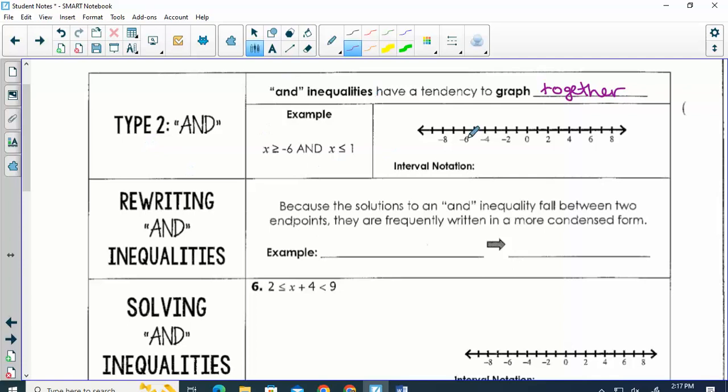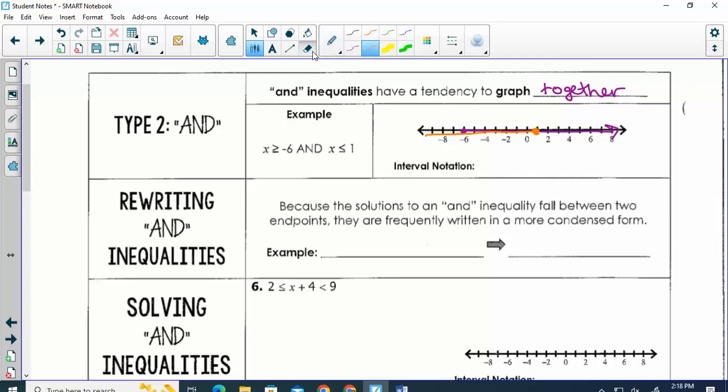Alright, so when we have our AND inequalities, when we graph them, they will go together. Let's look at this one. X is greater than or equal to 6. So that would be a closed circle at 6. Greater than would go which way? Right, to the right. Okay, and X is less than or equal to 1. If you graph less than or equal to 1, it would be a closed circle at 1 going to the left. What happened? They collided.